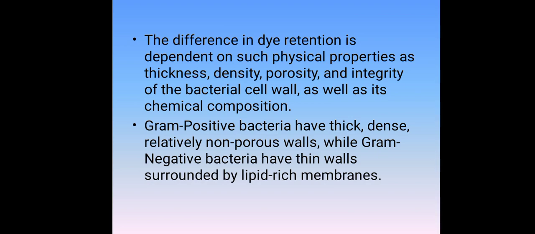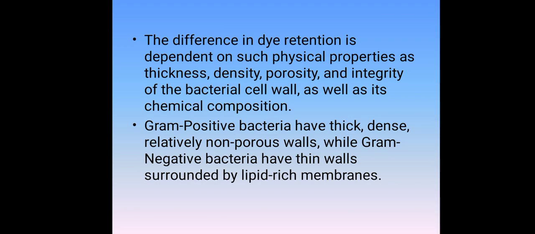This means that when we differentiate bacterial cells using this technique into Gram positive and Gram negative bacteria, the difference is observed due to changes in the composition of the cell wall, the physical properties of the cell wall, and also the chemical composition of the cell wall of both of these bacterial strains.